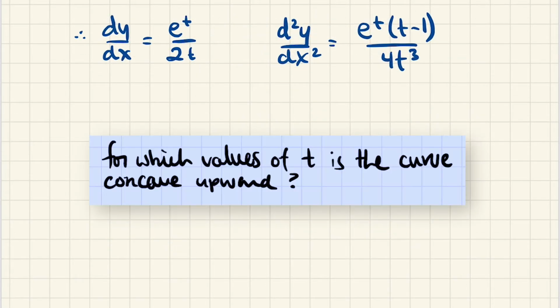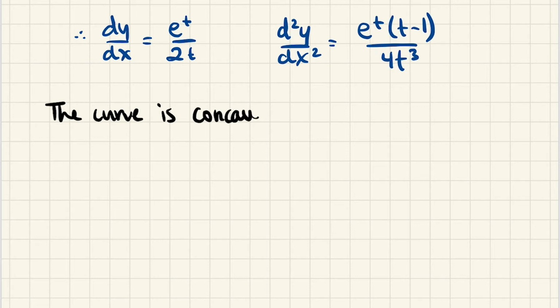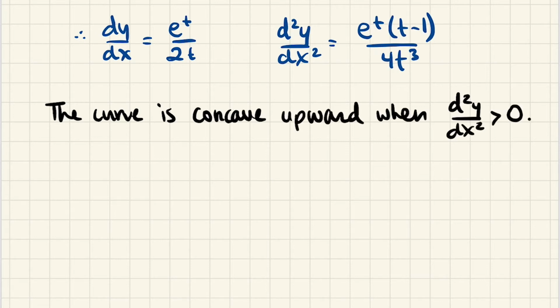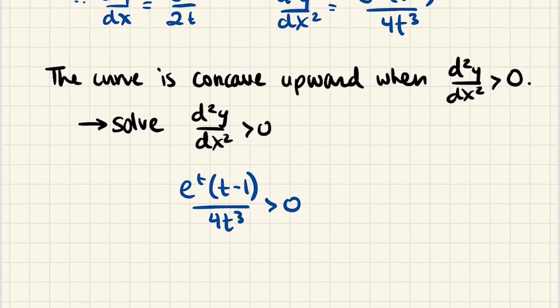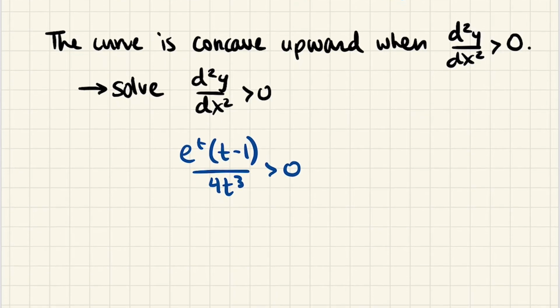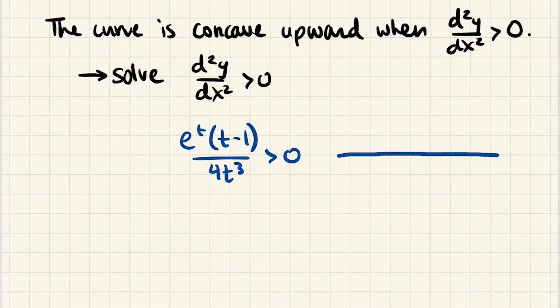Okay, so the second part of this question asked, for which values of t is the curve concave upward? So the curve is concave upward when the second derivative, of course, is positive. So we just need to solve that inequality. Well, that's this inequality, of course. Okay, so to solve an inequality like this, the best way to do that is to kind of draw a real number line.